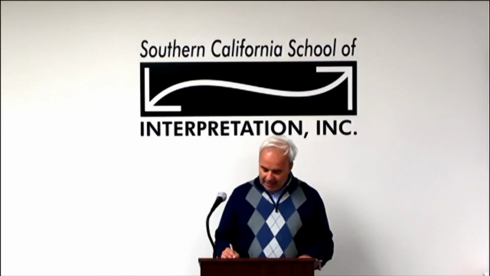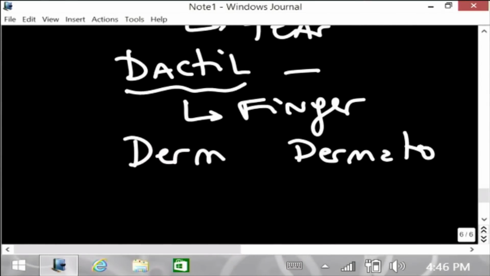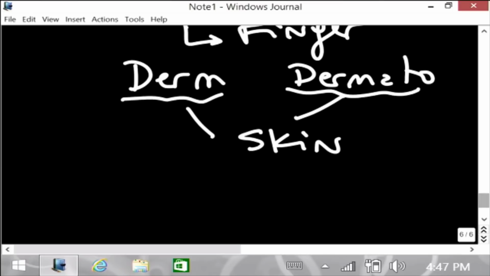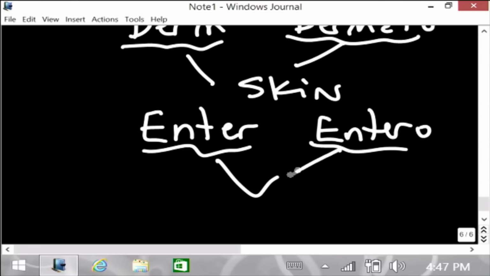Okay, derm or dermato, both of them refer to the same thing, and that is what? The skin. Dermatitis, if we look at that. Derm, skin. Itis, inflammation, inflammation of the skin. Okay. Enter or entero. In both languages, you use either one. This too corresponds to intestines.